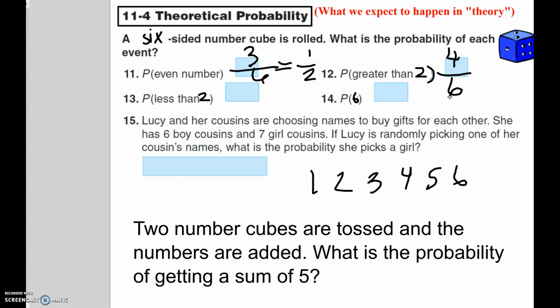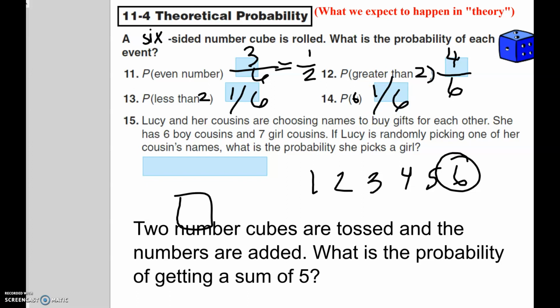Okay. You guys try this one. What's the probability it's less than 2? And what's the probability you roll a 6 on a dice? Try those two. Pause the video, and then I'll show the answer. All right, this number is less than 2. That's 1 number out of 6. For the probability that it is a 6, this is the only number that says 6, and that's 1 of them out of 6.